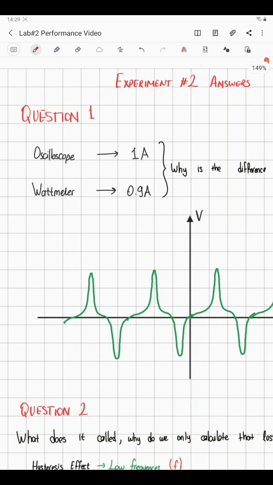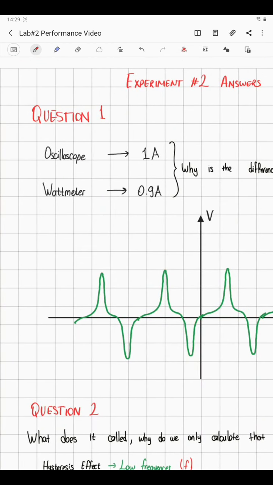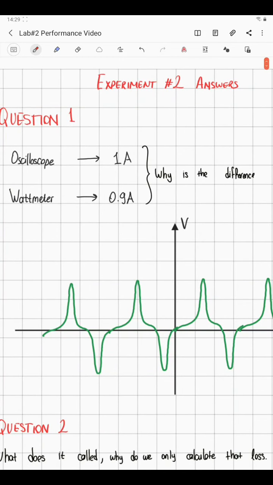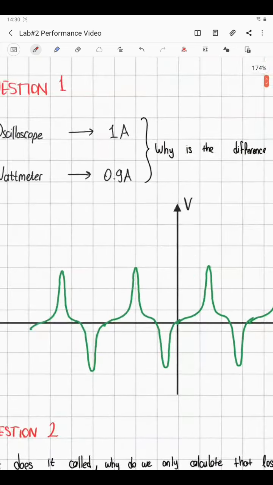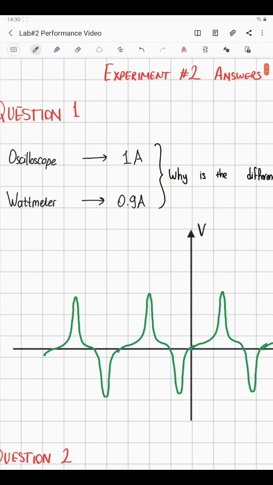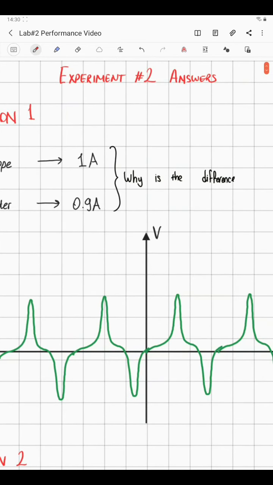For the first question, when we apply a certain voltage to the primary side of the transformer and we measure the current passing through the transformer, we see that in the oscilloscope we approximately get 1 ampere, whereas when we measure with the wattmeter we get the value 0.9. And the question was, why was there such a difference?